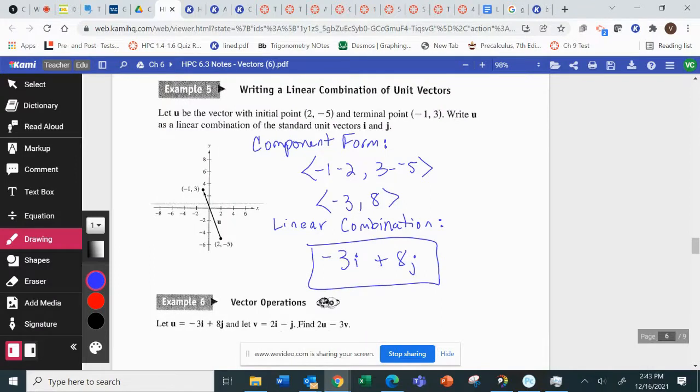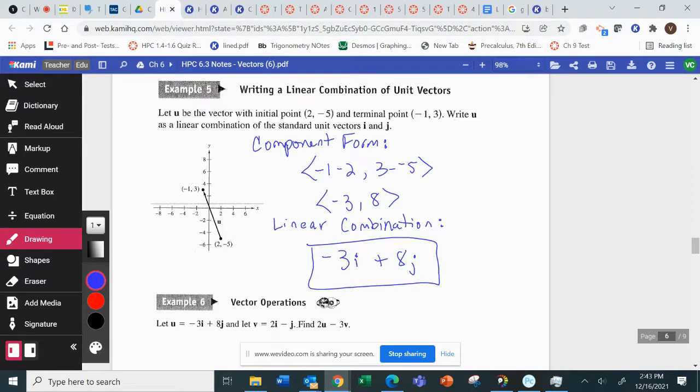Other questions? Yeah, Caitlin? So if it doesn't specify which one's the initial and which one's the terminal, if there's a picture and there's an arrow, the arrow goes away from the initial. Right. It's the direction it's going. So it would point away from the initial because we're going to the terminal.